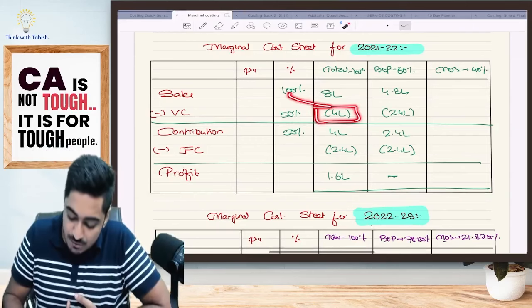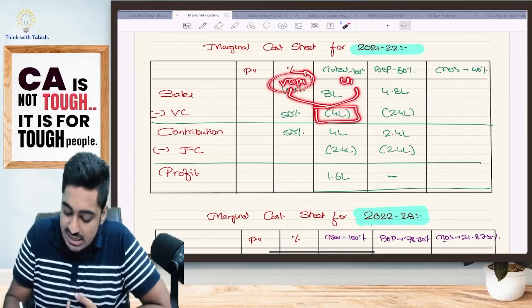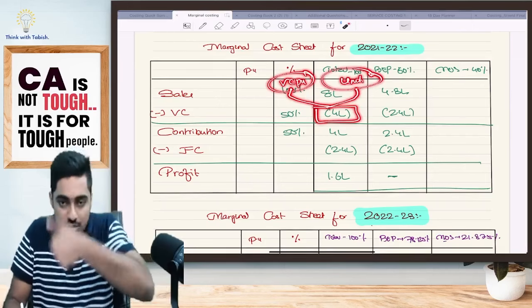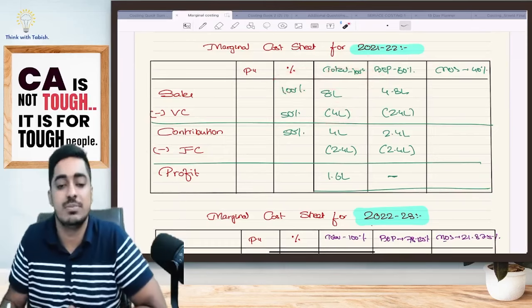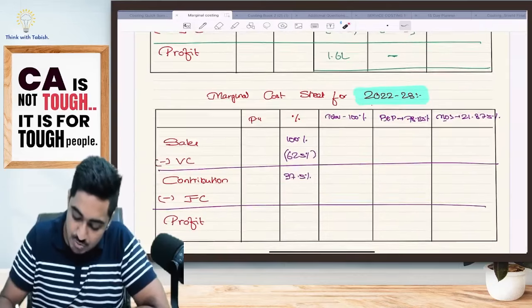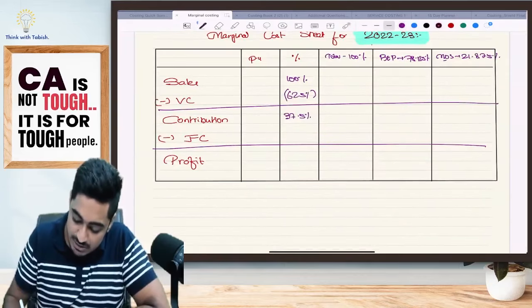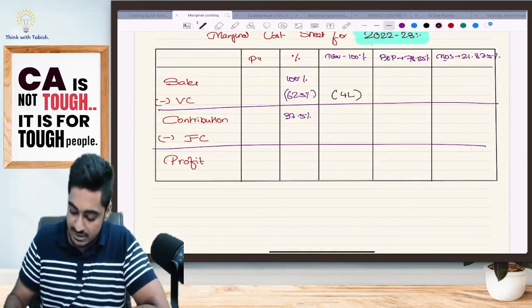Because variable cost per unit, if nothing is told, is constant, and the question is telling me last year how many units I sold, this year also the same units I will be selling. That means my total variable cost of last year will be equal to total variable cost of the current year. Yes or no, everyone? So based on that, I can tell that my total variable cost will be 4. Is this clear, everyone? Give me a confirmation.